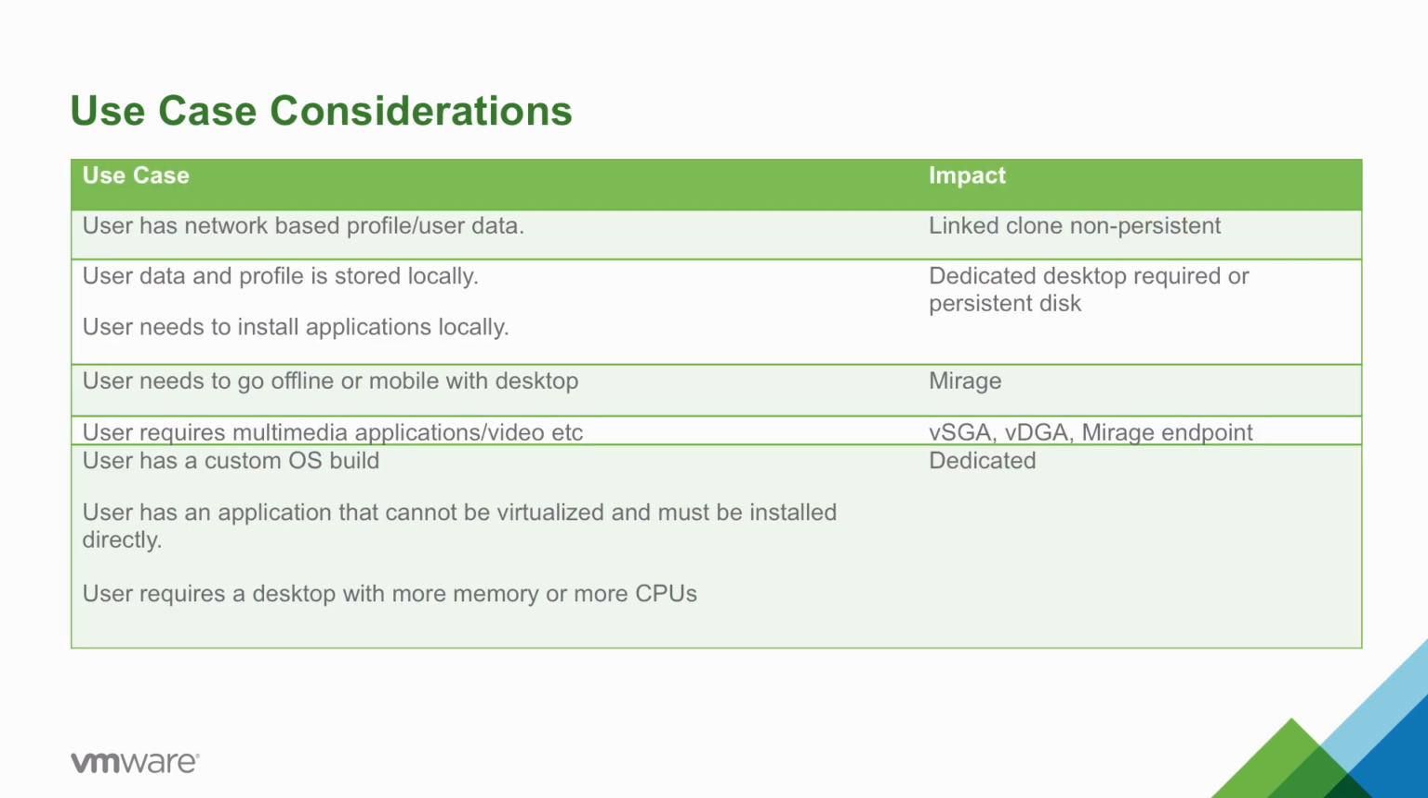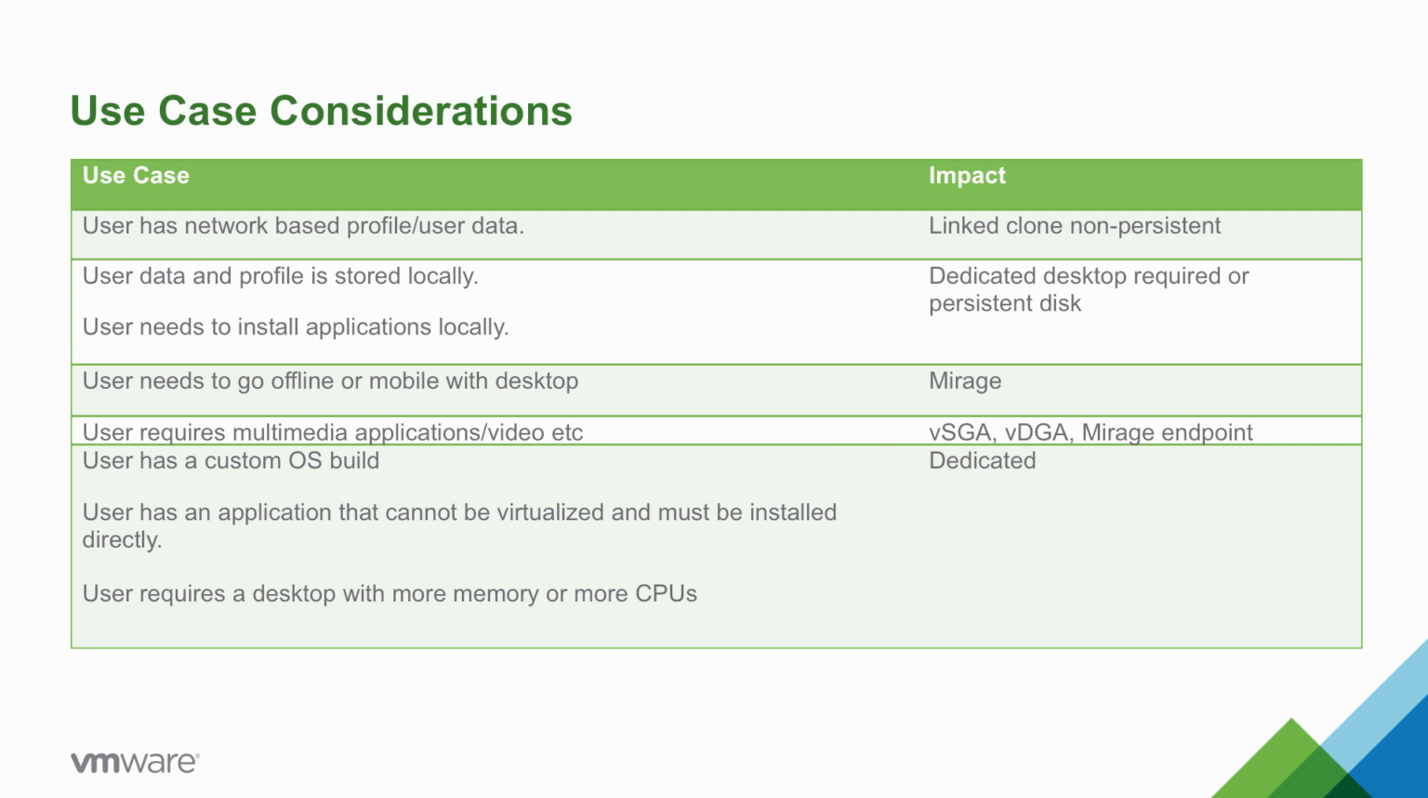Some other considerations around use case, and these aren't an exhaustive list by any means, but it's just to give you some ideas. So for example, if I've got a user that's got network-based profile user data, maybe they're using roaming profiles or they're using our virtual profiles or a third party, probably a linked clone non-persistent desktop is going to work for them. If my user data and profile is stored locally, or my user needs to install application locally, this could be an example of a dedicated, full clone desktop with a persistent disk.